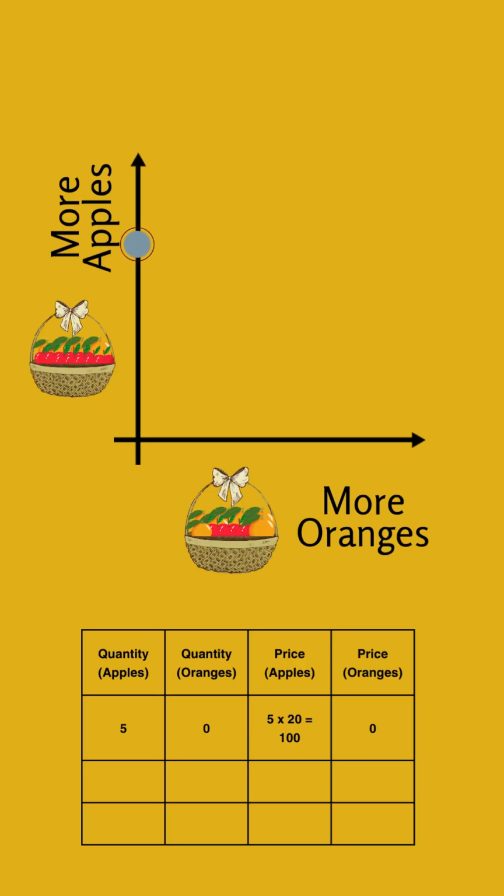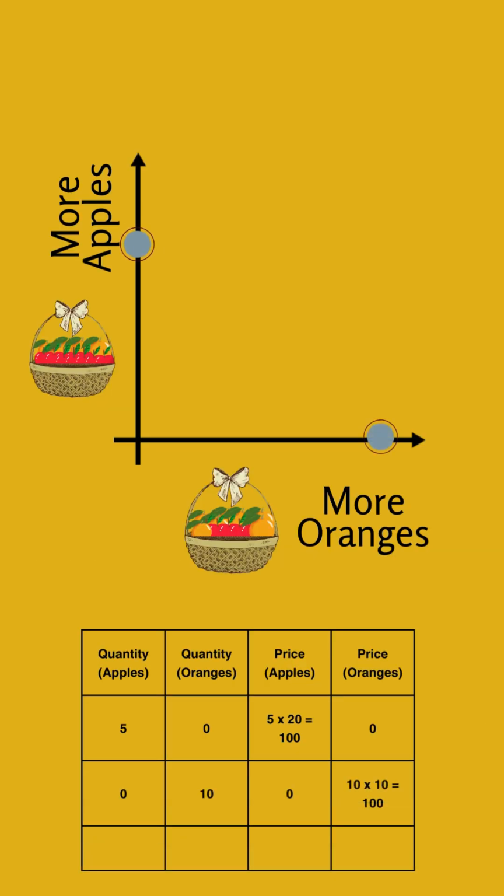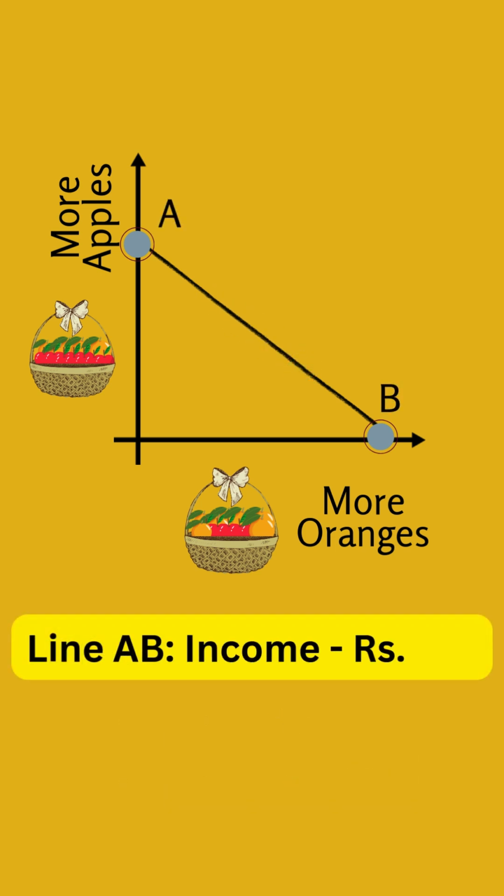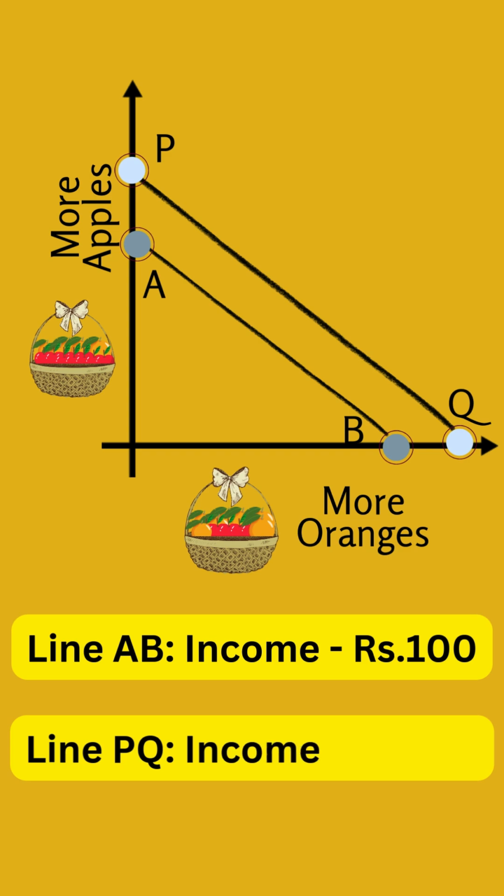The budget line shows that if you spend all your money on apples, you can buy 5 apples, 100 rupees per 20 rupees per apple. Similarly, if you spend all your money on oranges, you can buy 10 oranges, 100 rupees per 10 rupees per orange. If your budget increases, the budget line shifts outward, allowing you to buy more of both apples and oranges.